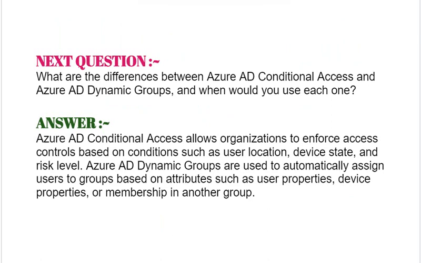Our interview question based on SC-300 is: what are the differences between Azure AD Conditional Access and Azure AD Dynamic Groups, and when would you use each one? Your answer should be Azure AD Conditional Access allows organizations to enforce access controls based on conditions such as user location, device state, and risk level. Azure AD dynamic groups are used to automatically assign users to groups based on attributes such as user properties, device properties, or membership in another group.